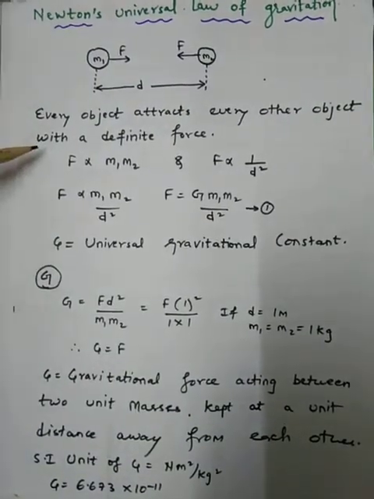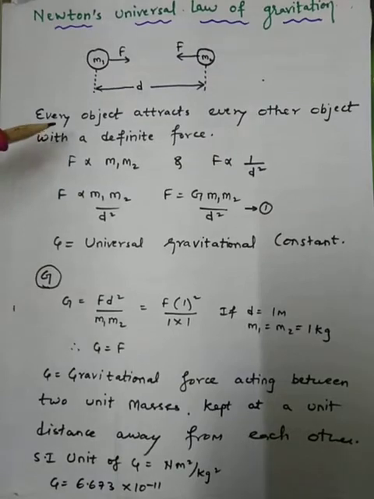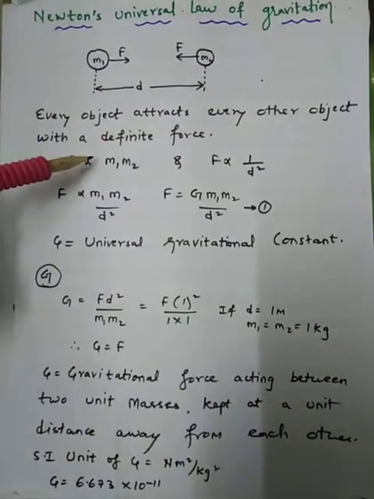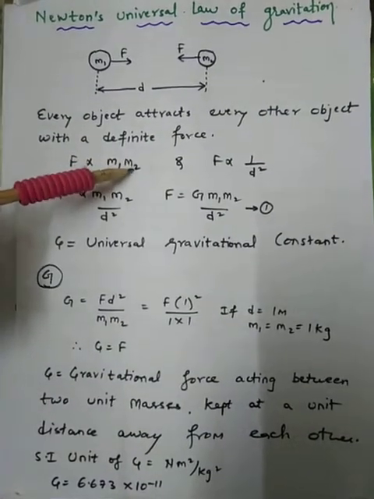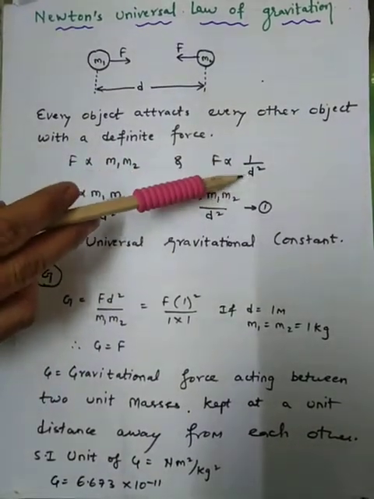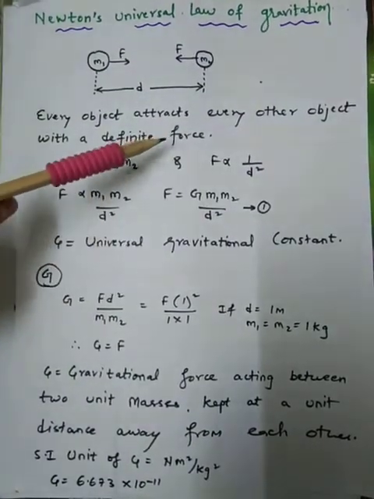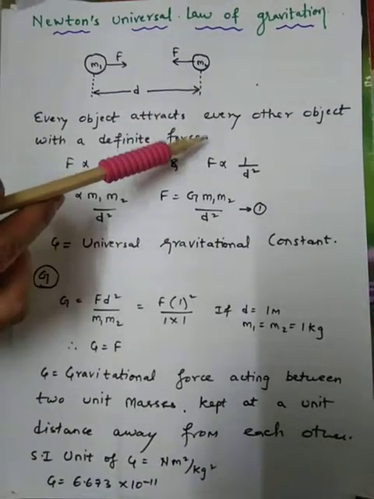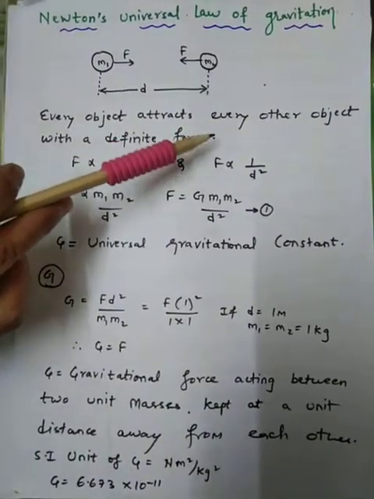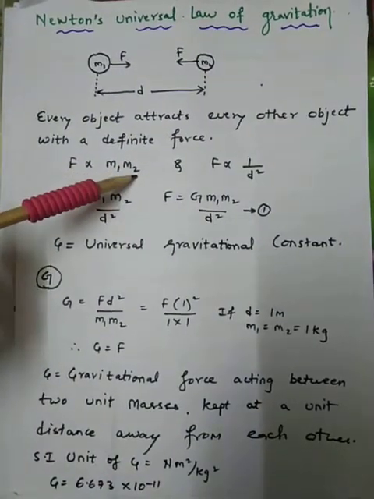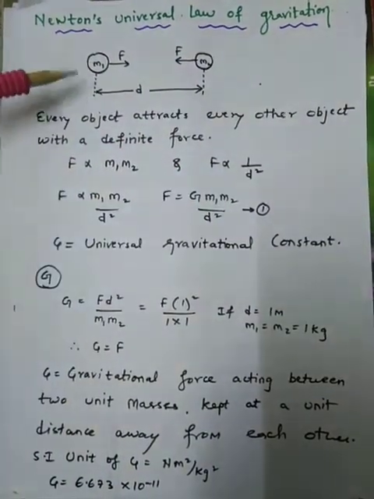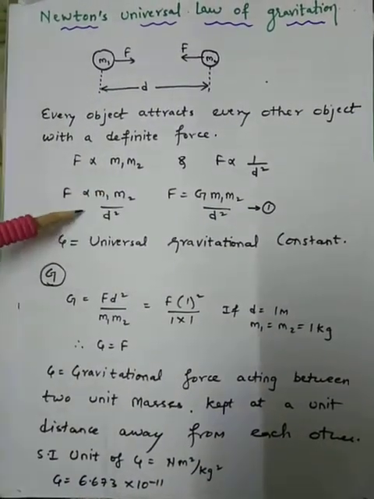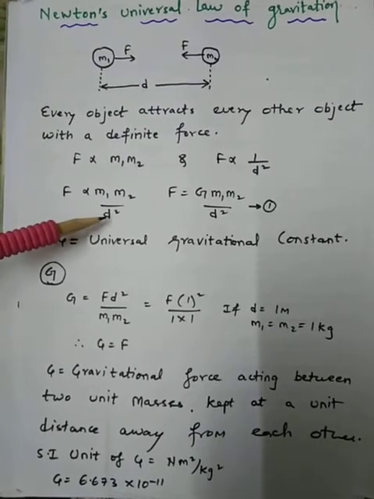So every object in the universe attracts every other object with a definite force, and the statement continues, this force is directly proportional to the product of the masses, and it is inversely proportional to the square of the distance between them. Students, you need to remember the statement as given in the textbook. After this you have to continue. So we are getting F is proportional to m1 m2 upon d square, where d is the distance between the two masses.